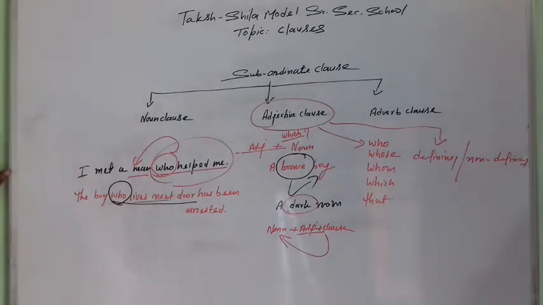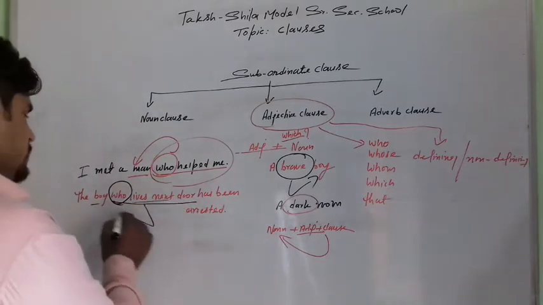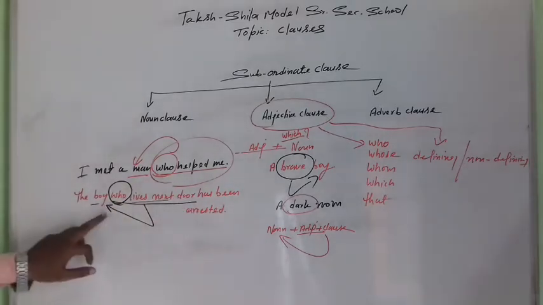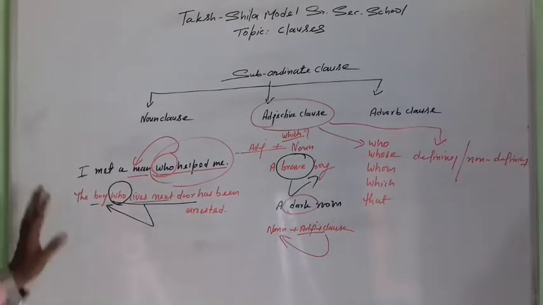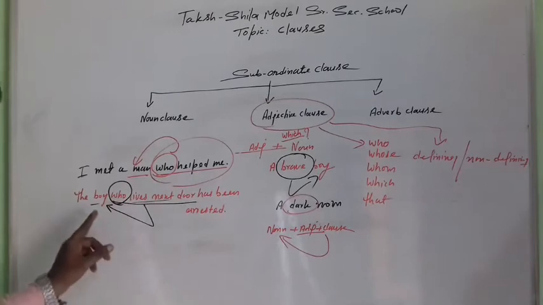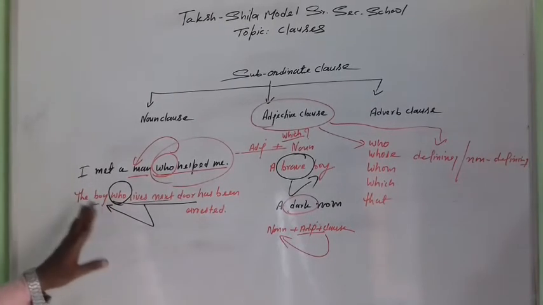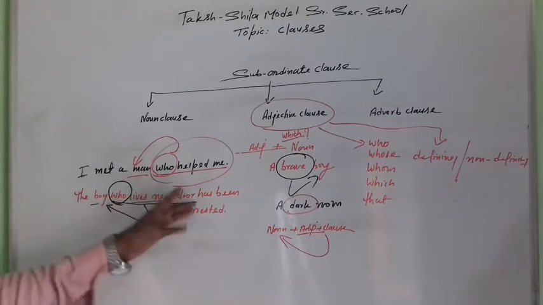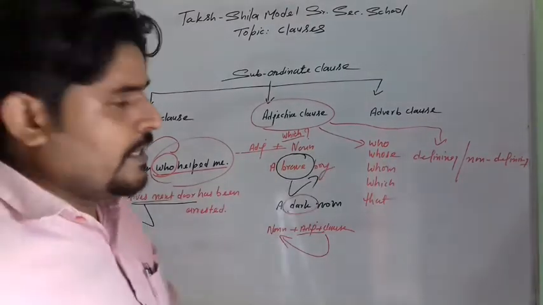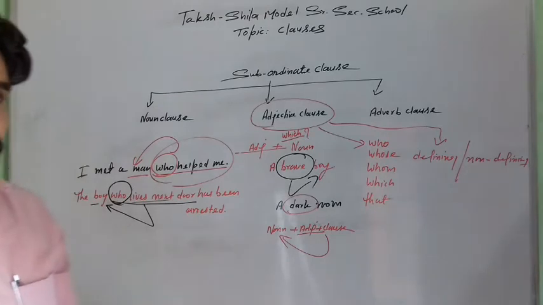Now, what kind of clause is this? The boy. Which boy? Who lives next door. It means this group of words is actually adding something to the meaning of the noun boy. It describes the noun boy. So, which boy? The boy who lives next door, right? So, then let me just give you a few examples verbally.